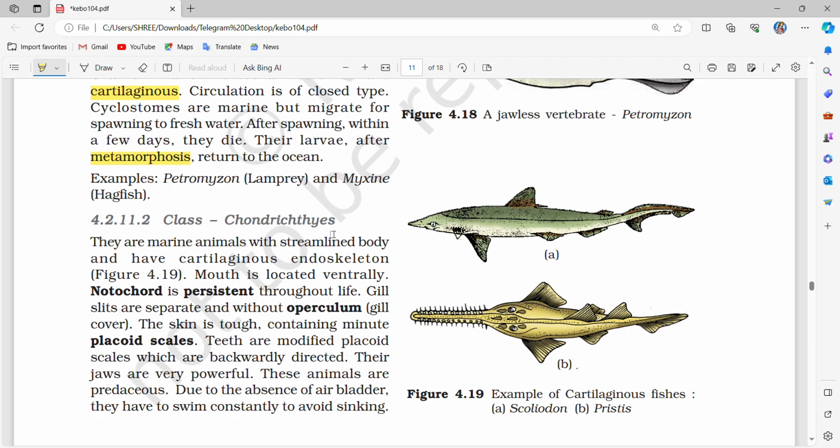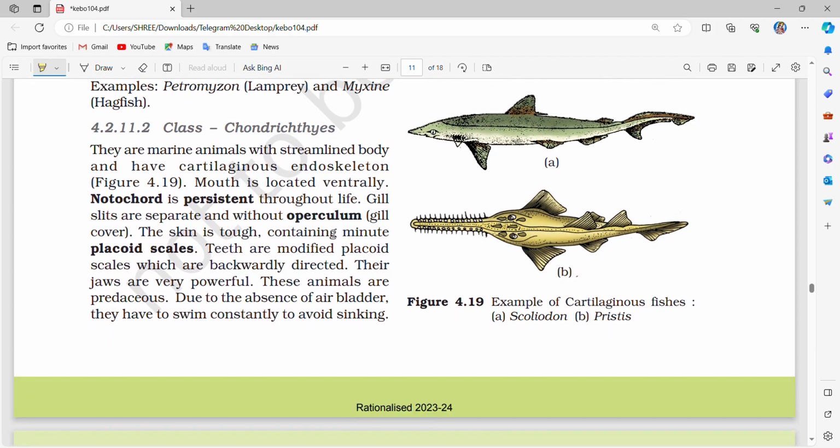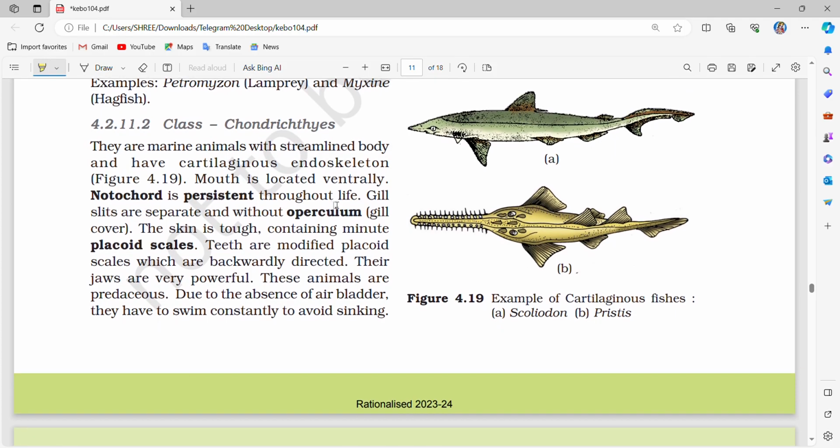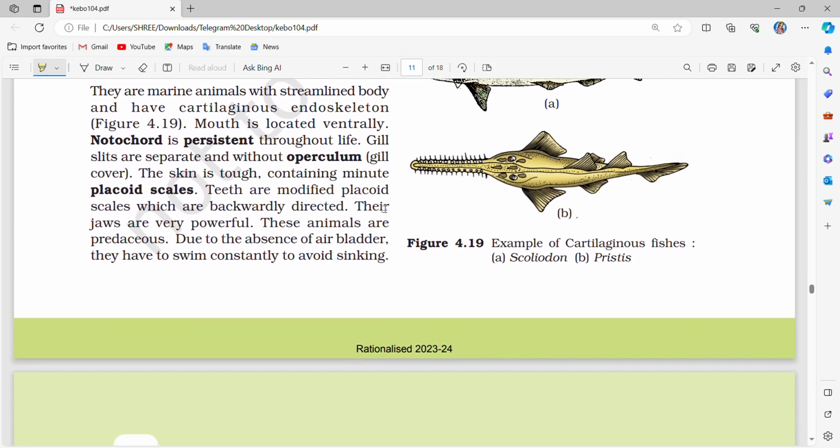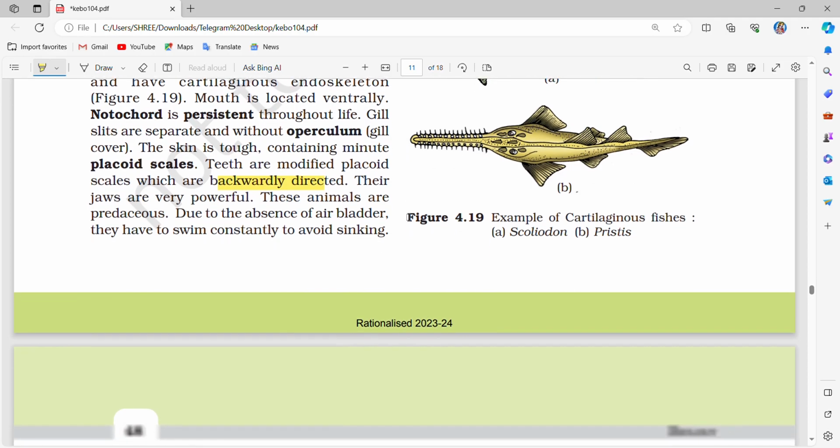4.2.11.2 Class Chondrichthyes. They are marine animals with streamlined body and have cartilaginous endoskeleton, Figure 4.19. Mouth is located ventrally. Notochord is persistent throughout life. Gill slits are separate and without operculum, gill cover. The skin is tough, containing minute placoid scales. Teeth are modified placoid scales which are backwardly directed. Their jaws are very powerful.